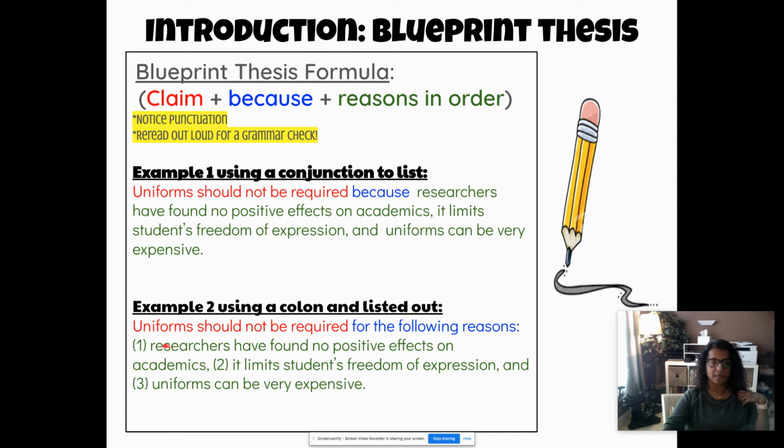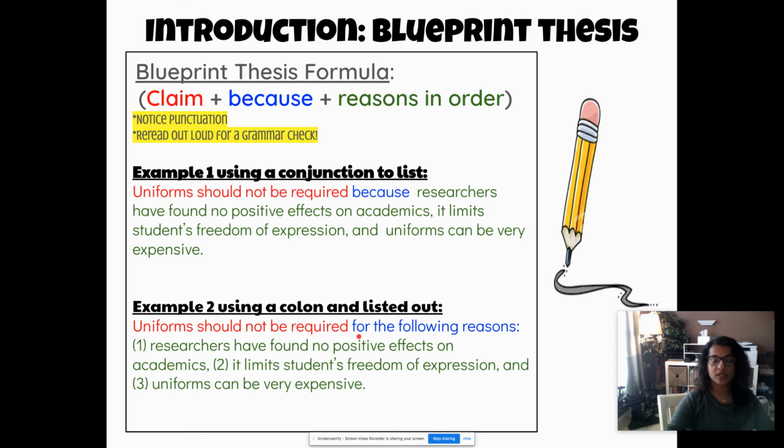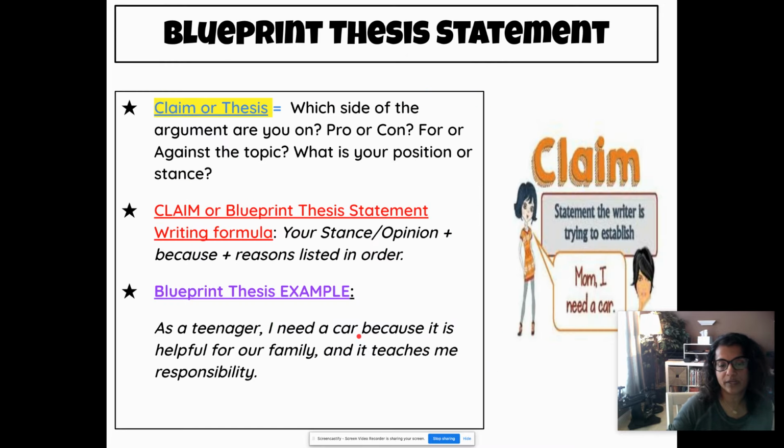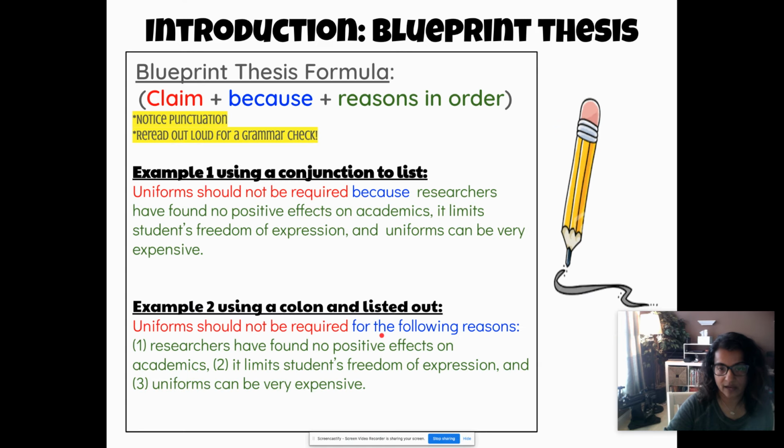Okay, here we go. So in red is my claim. Uniforms should not be required for the following reasons. When I'm using a colon, I didn't use the word because. I said for the following reasons because the reader knows I'm about to list. Now, could I have used the word because here? Absolutely, I could have and still listed, and that would have been fine.